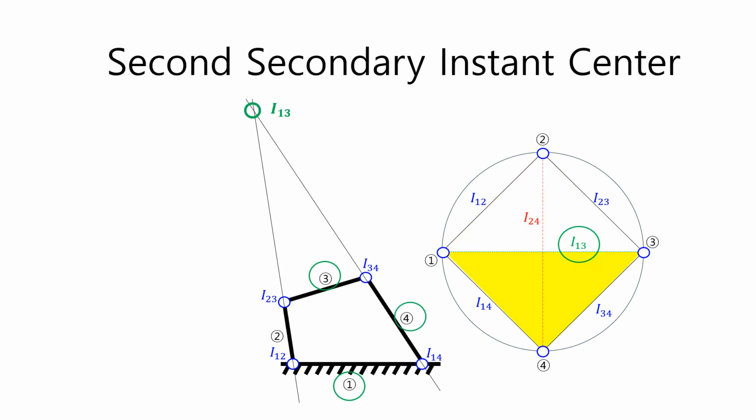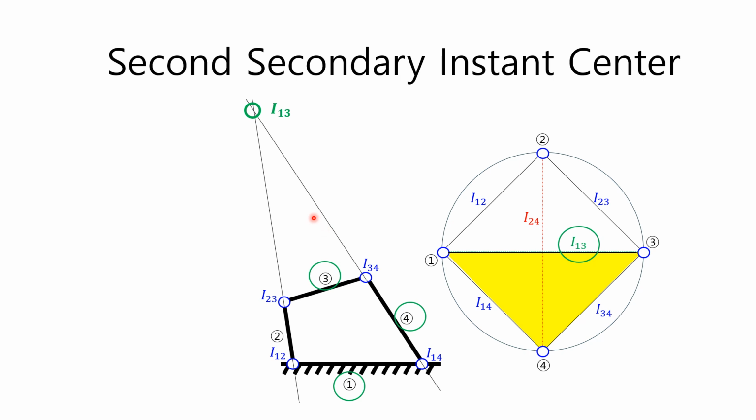Continuing to refer to the remaining neighboring triangles. The remaining triangles, including link 1, link 3, and link 4, are shown in yellow in the right figure. The green dashed line represents the secondary instant center I13 as before. What the yellow triangle means is that the secondary instant center I24 must be on a straight line with the primary instant centers I14 and I34.